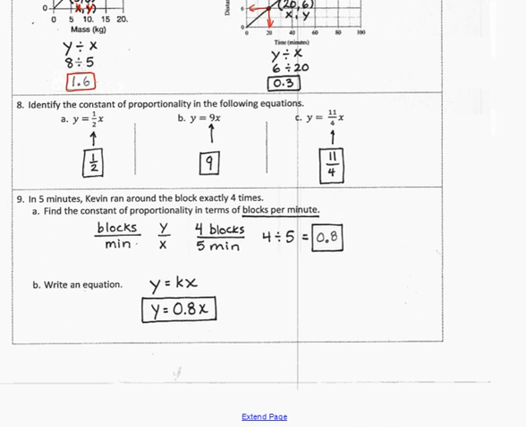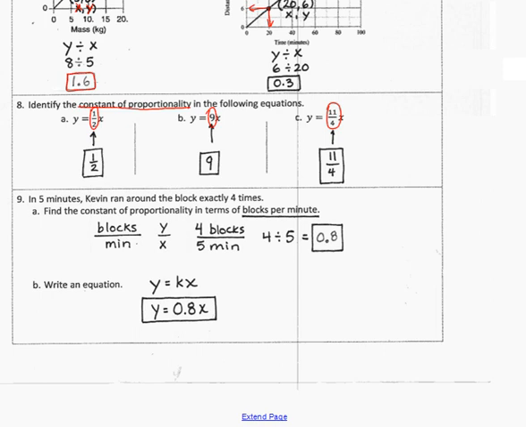Number 8, from an equation. The constant of proportionality in an equation is the coefficient of x. So here it is 1/2, 9, and 11/4.